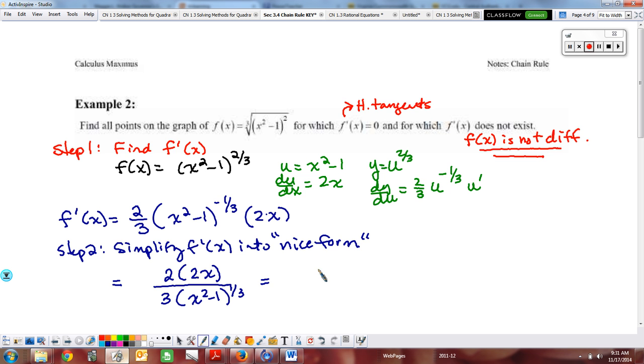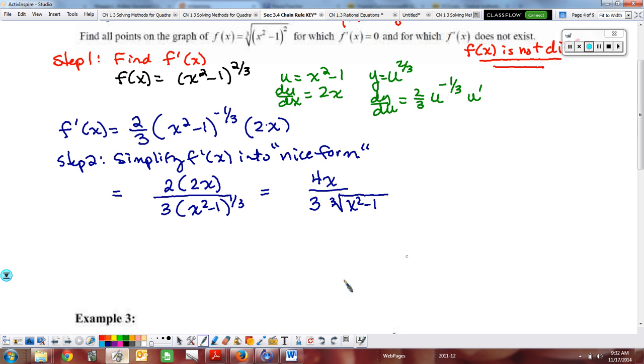You can also think of this as simply 4x over 3 times the cube root of x squared minus 1. Sometimes this is a preferable version since we're going to do something with that. Now the two parts of this problem are to figure out where you have horizontal tangents. So we'll do that first.